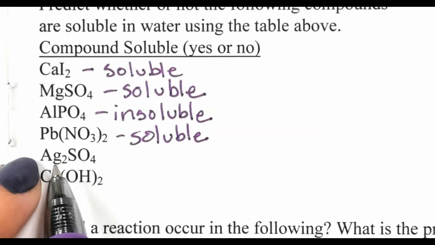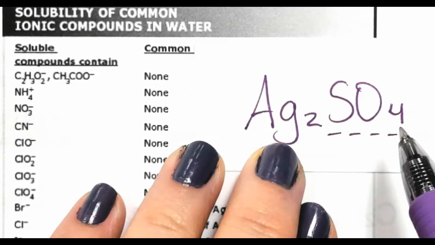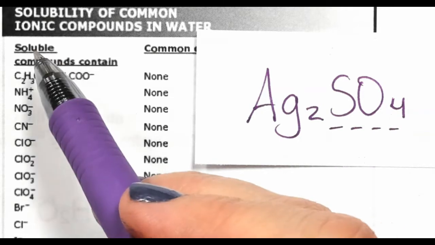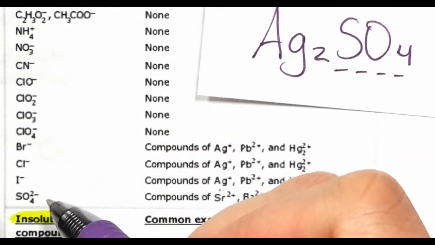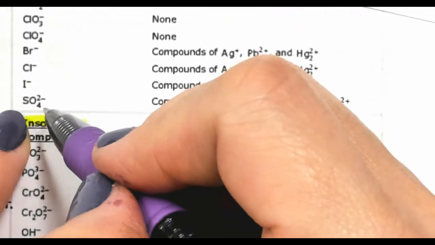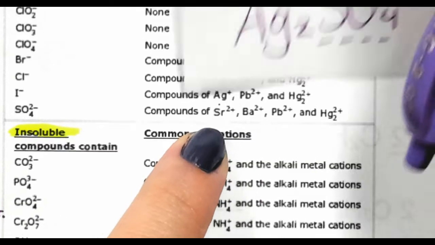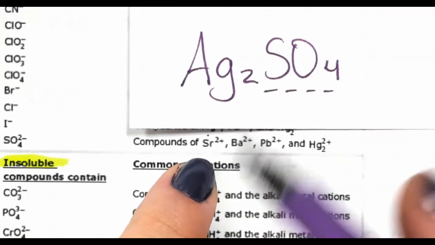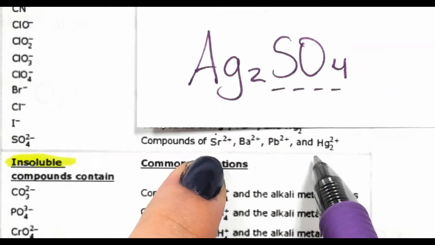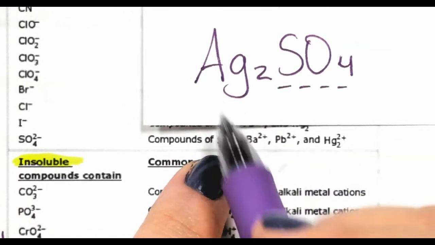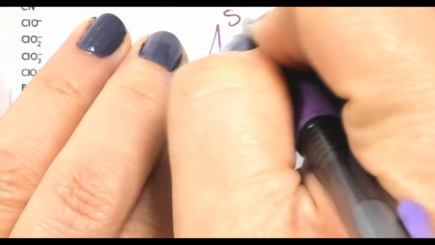Let's go look for silver sulfate. So I'm looking for the anion in the list, so SO4. Let's look under soluble. And it's at the bottom. There is SO4. So it's soluble unless we have one of these metals with my sulfate. So if this is strontium, barium, lead, or mercury, then it's the opposite of soluble. It's insoluble. But since silver is not an exception, this is soluble.